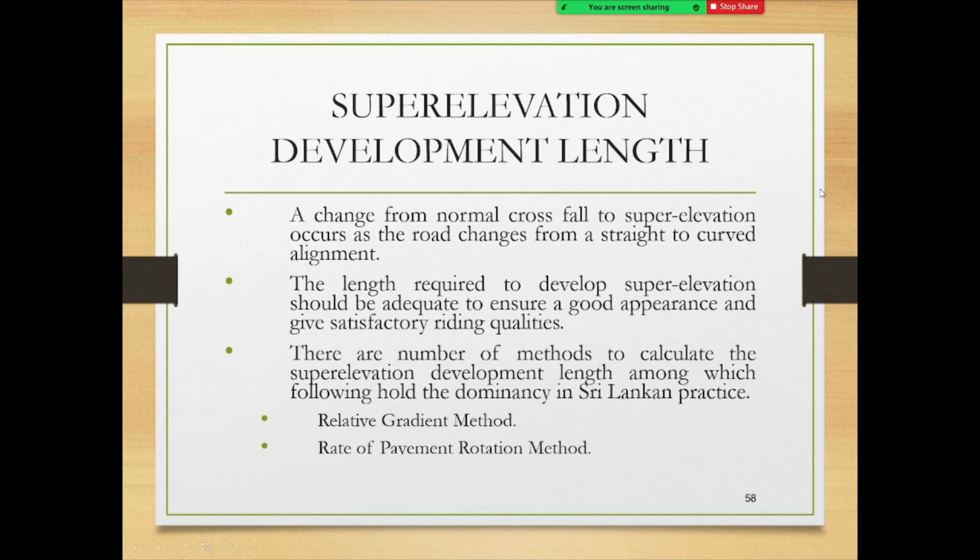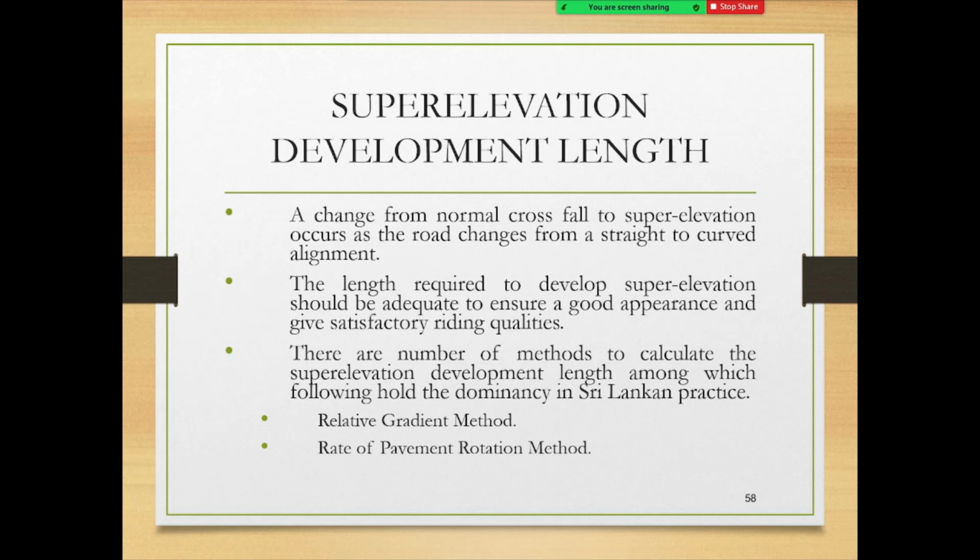A change from normal crossfall to super elevation occurs as the road changes from straight to curved alignment. That is understood, right? In the straight section, it is minus 2.5 both ways. And when it comes to the curved alignment, it becomes super elevated. The length required to develop super elevation should be adequate to ensure a good appearance and give satisfactory riding quality. So it should not be abrupt. There should not be an abrupt change. So the super elevation development should be gradual.